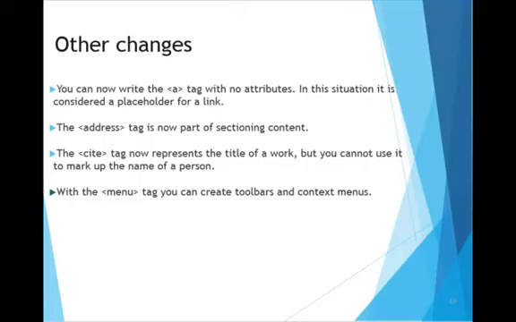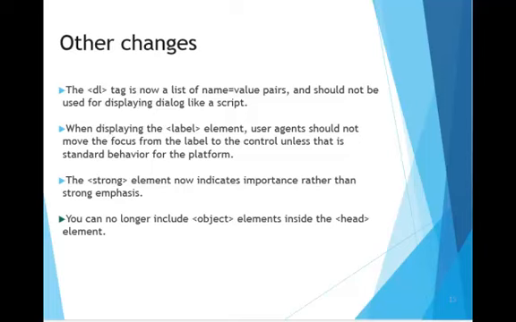The address tag is also part of sectioning content, and the cite tag now represents the title of a work, but you cannot use it to mark up the name of a person. With the menu tag, you can create toolbars and context menus. The dl tag is now a list of name-value pairs and should not be used for displaying dialog like a script. When displaying the label element, user agents should not move the focus from the label to the control unless that is the standard behavior for the platform.